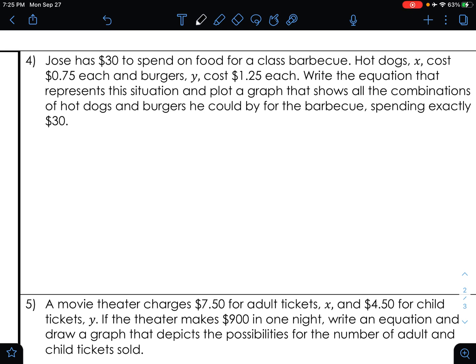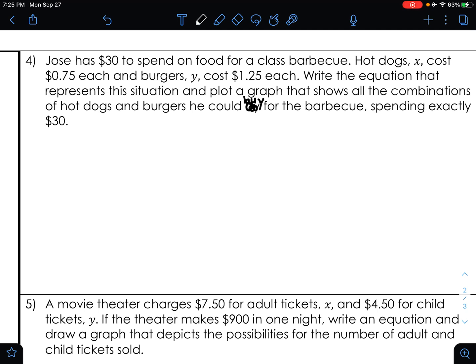Jose has $30 to spend on food for a class barbecue. Hot dogs, X, cost 75 cents each, and burgers, Y, cost $1.25 each. Write an equation that represents the situation and plot a graph that shows the combinations of hot dogs and burgers that he could buy for the barbecue, spending exactly $30. And this should say B-U-Y, buy. There we go.